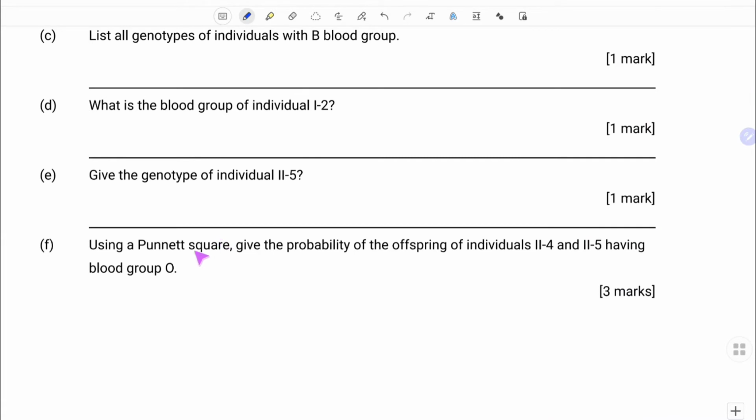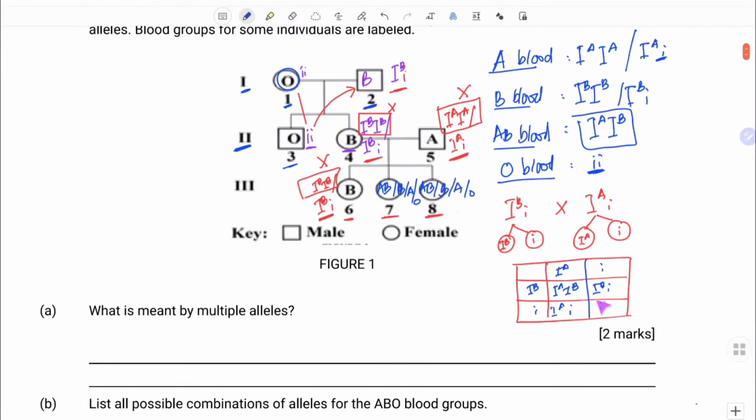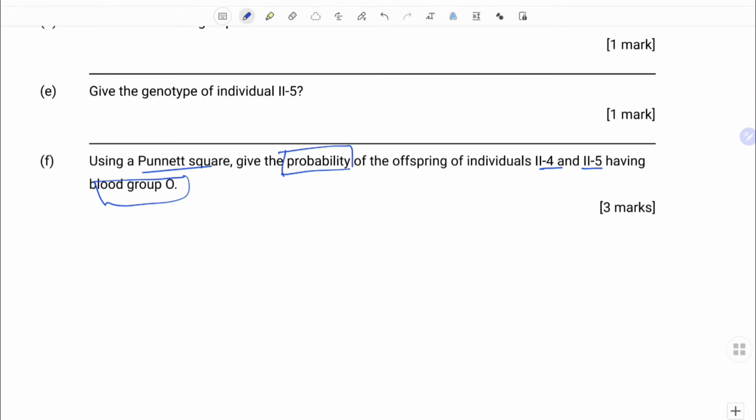So for this question, dia kata using the Punnett square yang kita dah buat tadi, give the probability, so kena buat pecahan ataupun perpuluhan of the offspring from generasi 2, nombor 4 dan juga nombor 5 having blood group O. So tengok balik dekat Punnett square tadi. So based on the Punnett square, kita nampak probability untuk mendapat darah O apabila nombor 4 dengan 5 ni kahwin adalah 1/4. So the answer for the probability is 1/4 to get the blood O punya offspring. So make sure jangan lupa jawab this part of the question. So after buat Punnett square and then jawab this part, baru boleh dapat 3 markah. So itu question number 1.